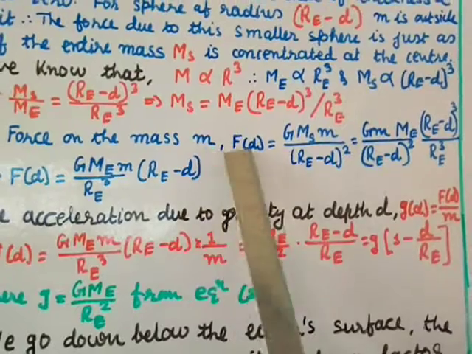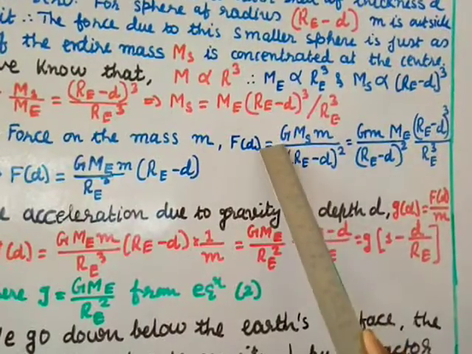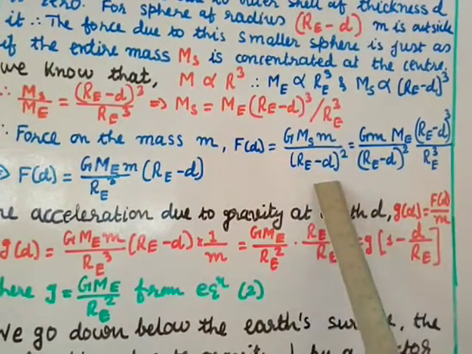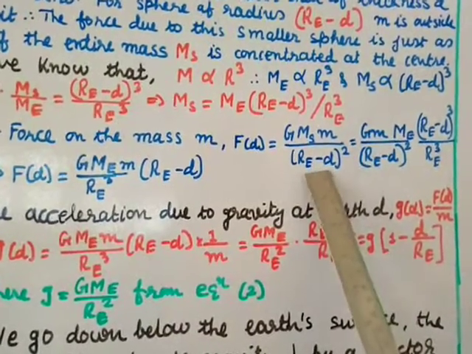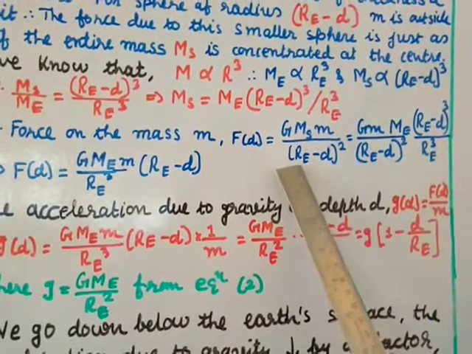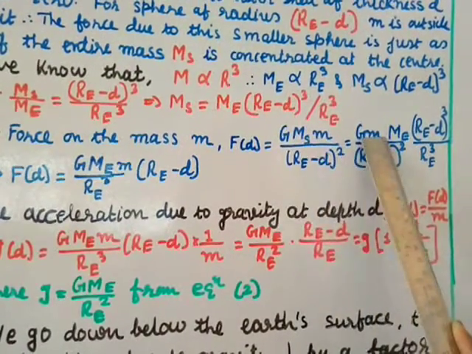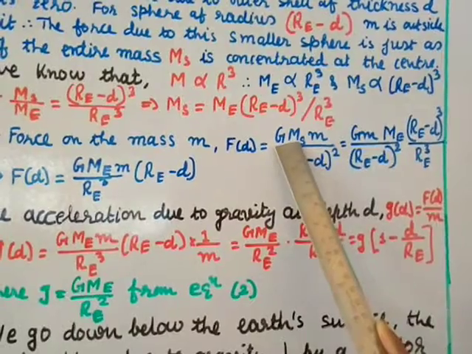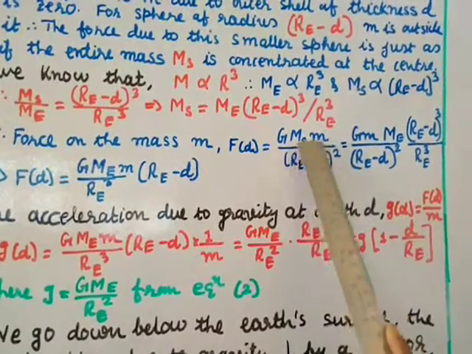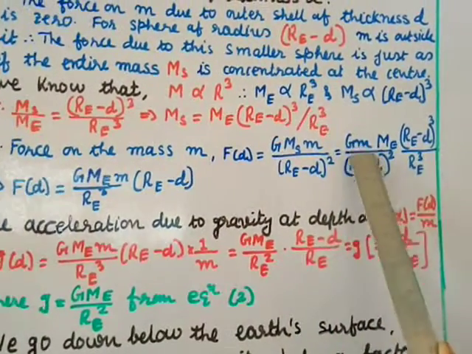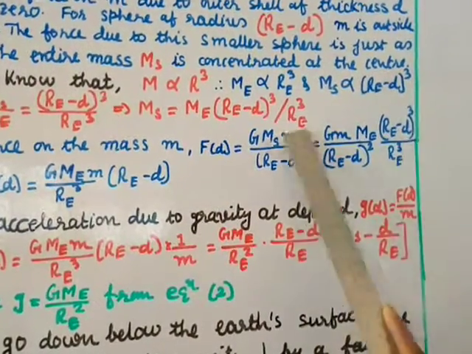The force on the mass m, F of d at the depth d, is given by the gravitational force G Ms m divided by (Re - d) whole square. This is the mass of the shell, the mass of the point object, and the distance between Ms and m, that is (Re - d) whole square. Now G and m as it is, (Re - d) whole square as it is, but the Ms value we can place from here: Me (Re - d) whole cube divided by Re cube. So I put the value of Ms from here.